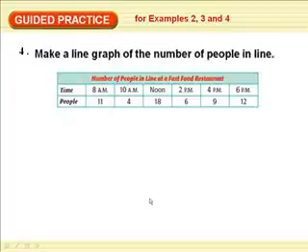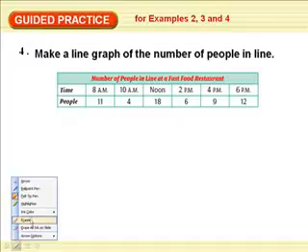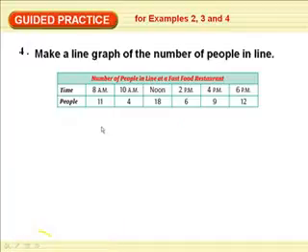Make a line graph of the number of people in line. So let's get it. I'll help you get that thing set up. Let's see if I still have it yellow. Let me get a different color here that we can see. So get your graph paper ready.